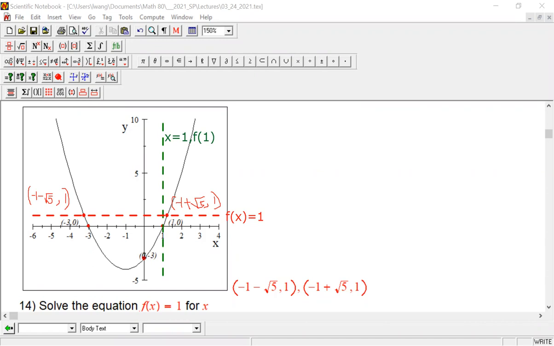But anyway, does everybody follow me? We did number 13 and 14. So these are the 2 points, this point and that point. Please take note about the vertical cut and horizontal cut.